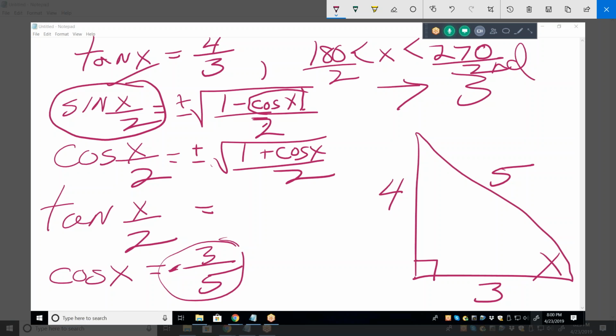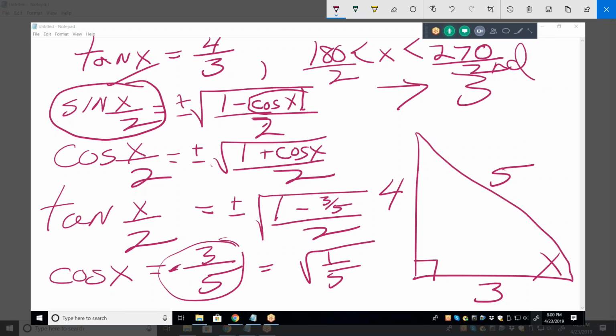Which is equal to plus or minus the square root of (1 minus 3/5) over 2, which is what? 1 minus 3/5 is 2/5, over 2. Okay, so that's 1/5. Square root of 1/5. Are we going to use the plus or the minus? We're doing the cosine of x over 2. We know that x over 2 has to be in which quadrant?